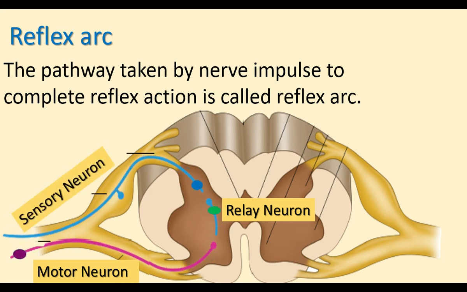The sensory neuron carries sensory information to the spinal cord. The spinal cord analyzes the information and sends the command through relay neuron and motor neuron. So the muscle is working, our hands move.